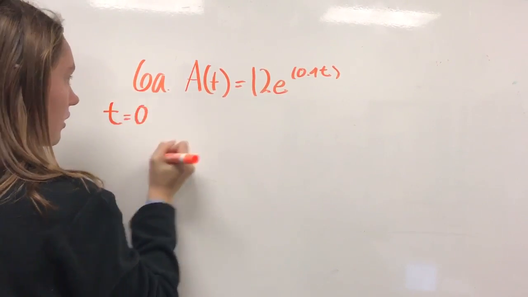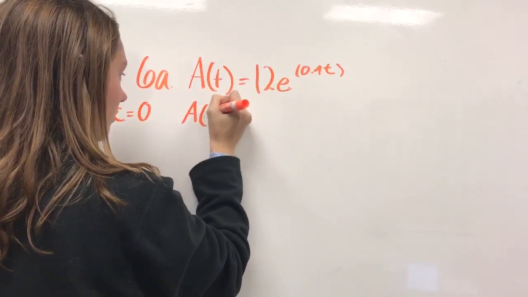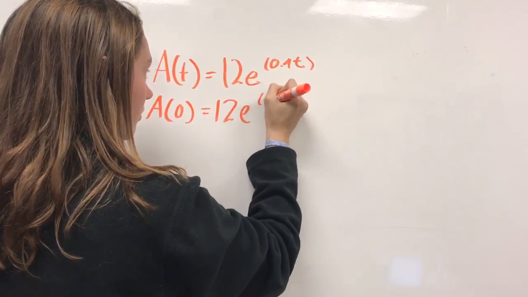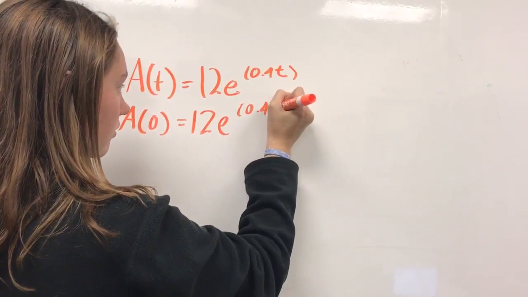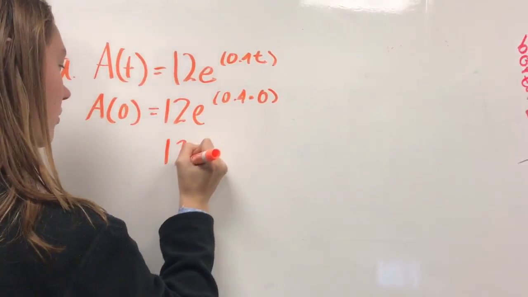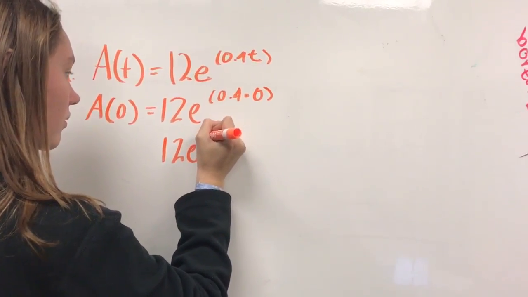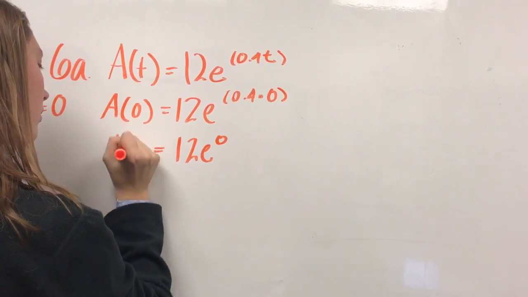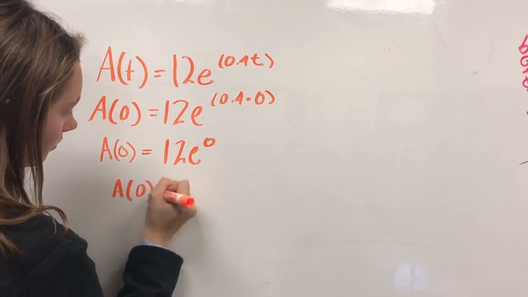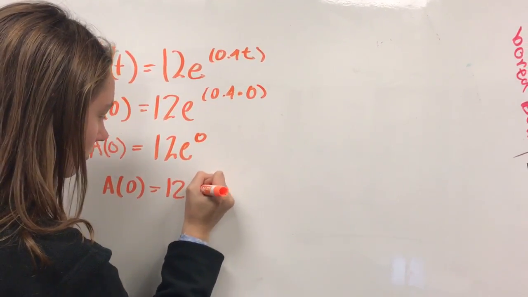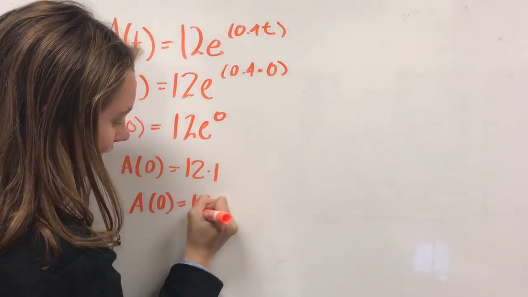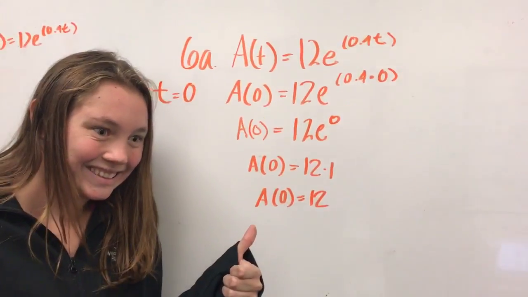But this is the same question as problem number B, so we're going to start by finding the number of bacteria in colony A after 0 hours in order to find the initial amount of bacteria. So in order to find A of 0, we need to plug in 0 for t, since t is the time and the time is 0 hours in the beginning. So A of 0 equals 12 times e to the 0.4 times 0, which equals 12 times 1, which equals 12. So the answer is 12 bacteria, which is the initial amount.